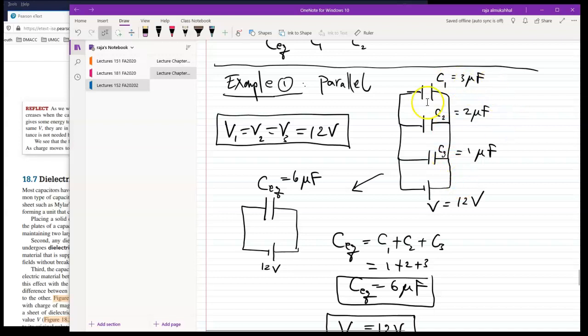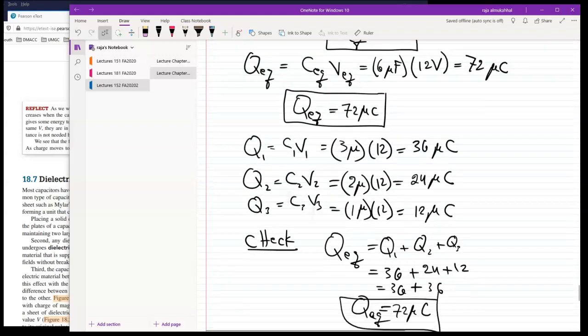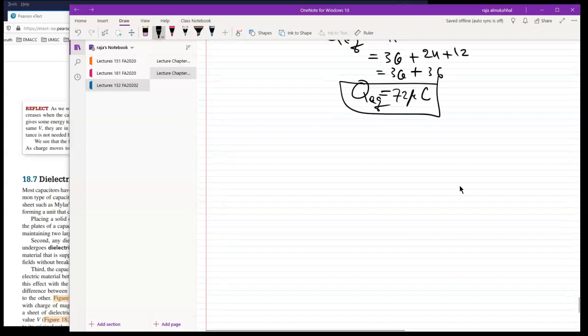Now, let's take the same three capacitors and put them in series and do the same thing. Okay? Let's do it. That will be example 2.